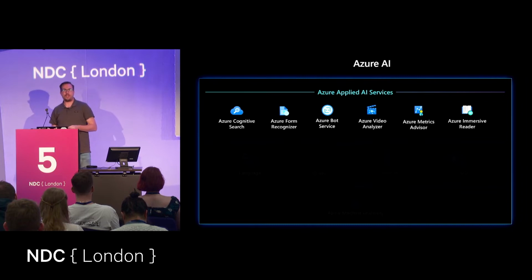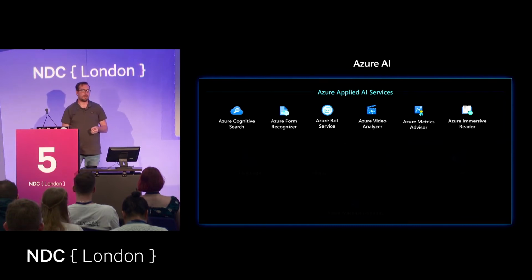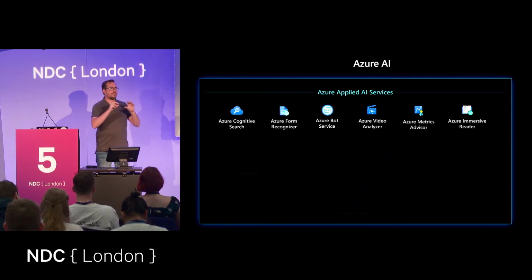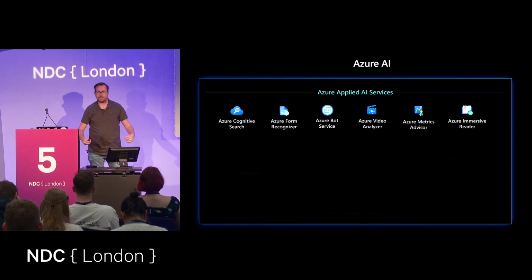And then the third layer we have is our Azure Applied AI Services, like Azure Cognitive Search, Form Recognizer, Video Indexer, and Azure Immersive Reader. These are services that are built on top of our cognitive services, which of course are built using Azure Machine Learning.